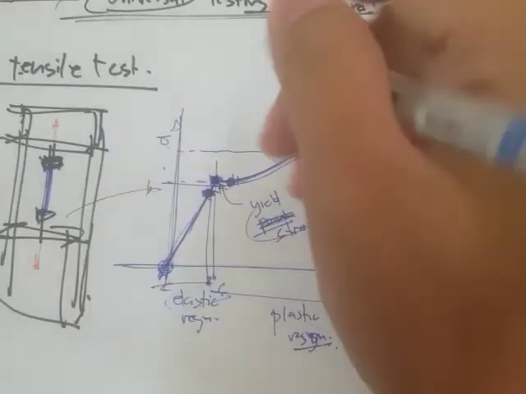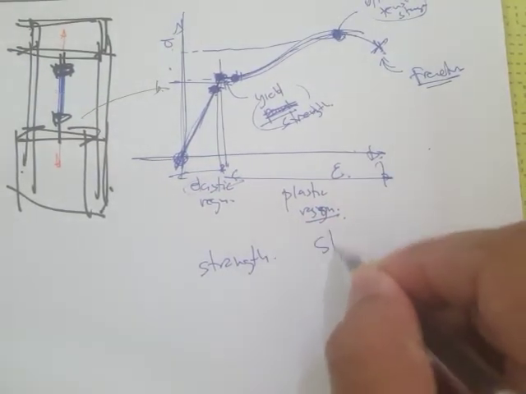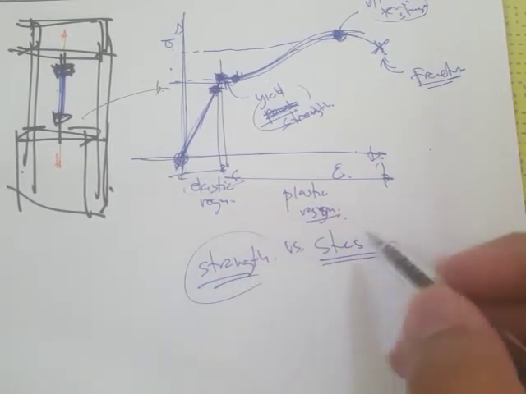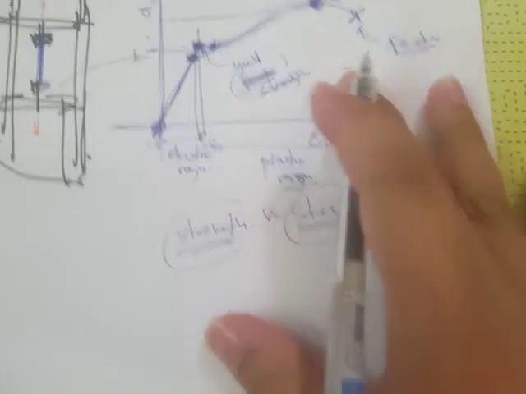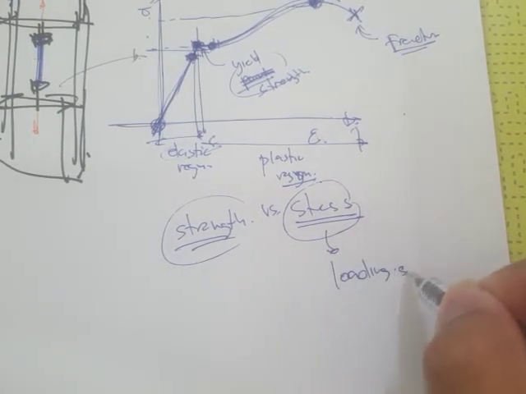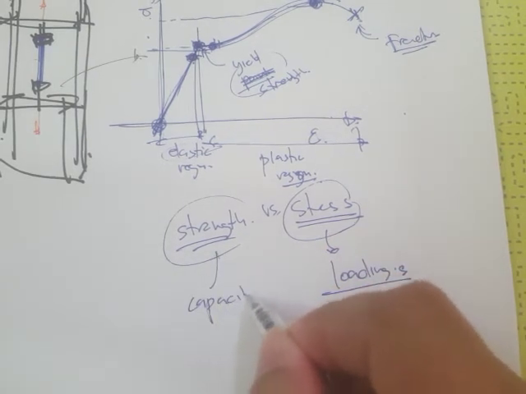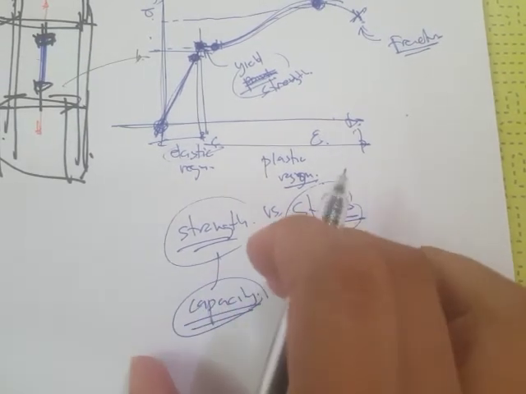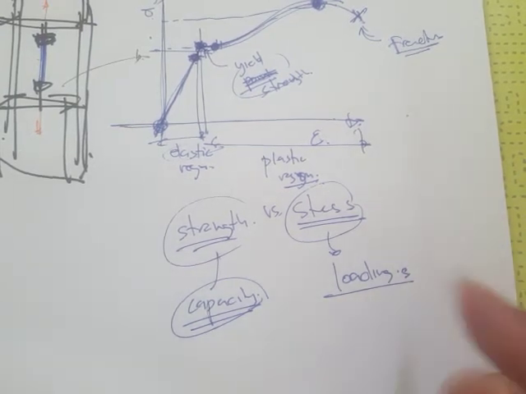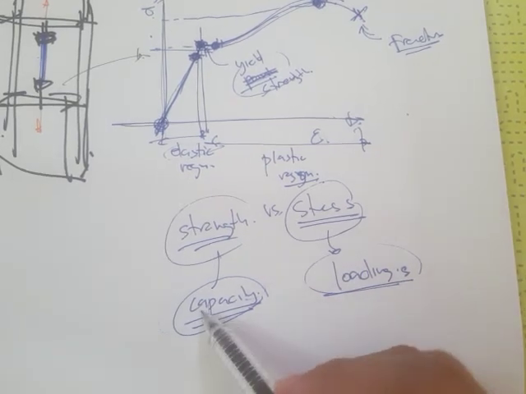Okay, and by the way, what's the difference between the strength and the stress? Now, the stress is the loadings, or the external loadings, or the internal loadings, and things like that. But this one is something like the capacity of the materials. So this is the capacity of the materials, and this one is from the load side, loadings. This one is the property of the material.